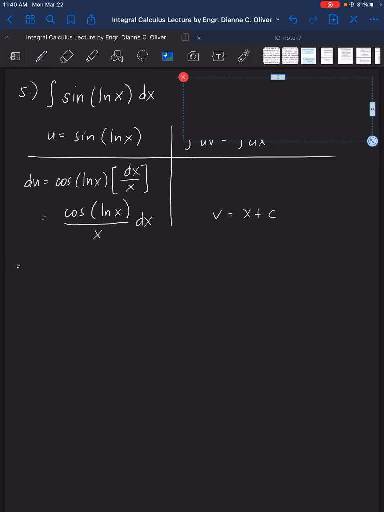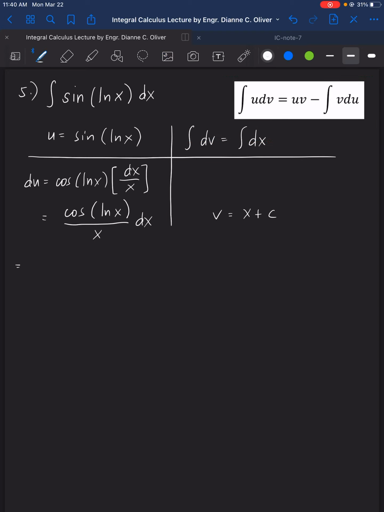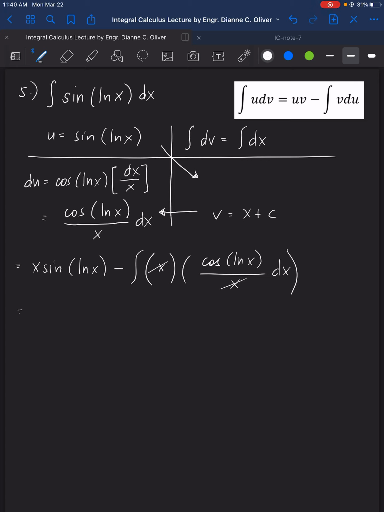From the pattern, we have u multiplied with v. So we have there x sine of ln of x. Then, the next pattern is negative integral of v du. Negative integral, parenthesis, v du. So that is x times cosine ln of x all over x dx. Cancel the x. So we have x sine ln of x minus the integral of cosine ln of x dx.